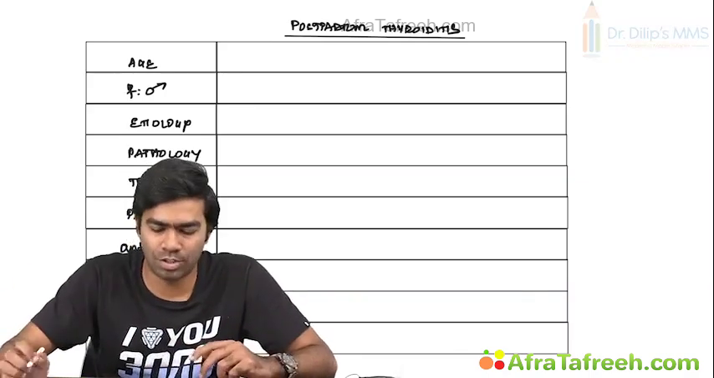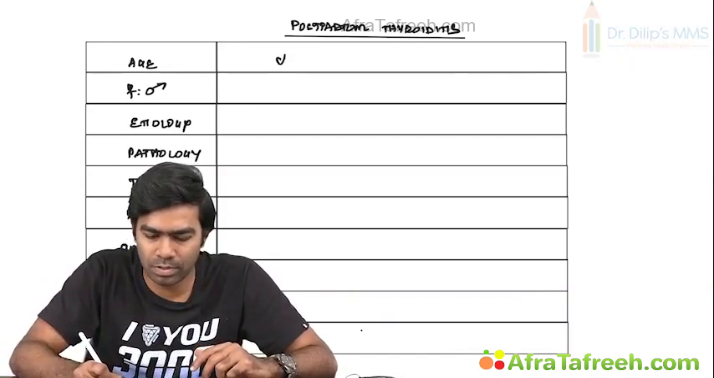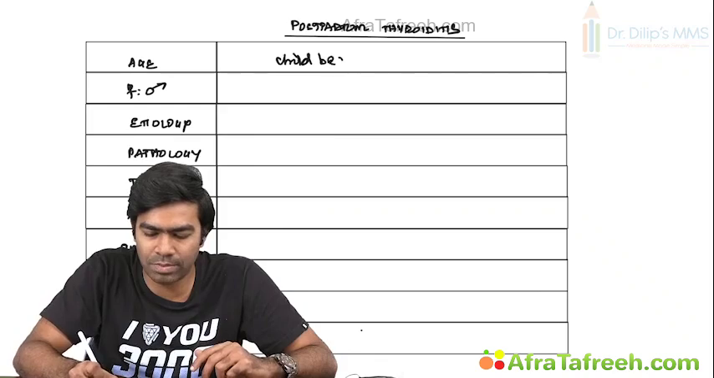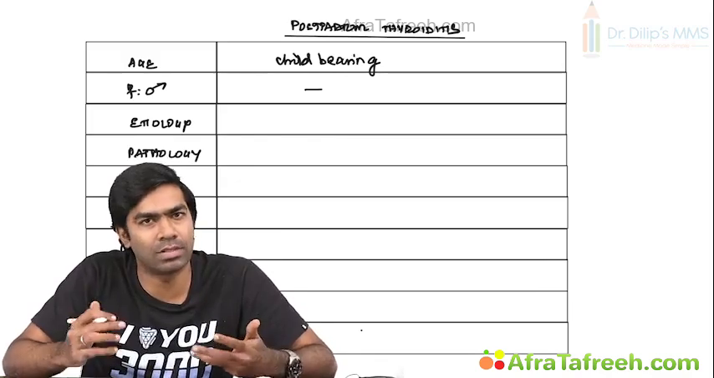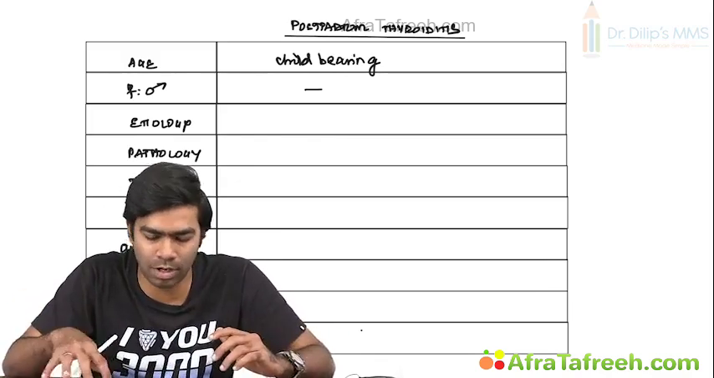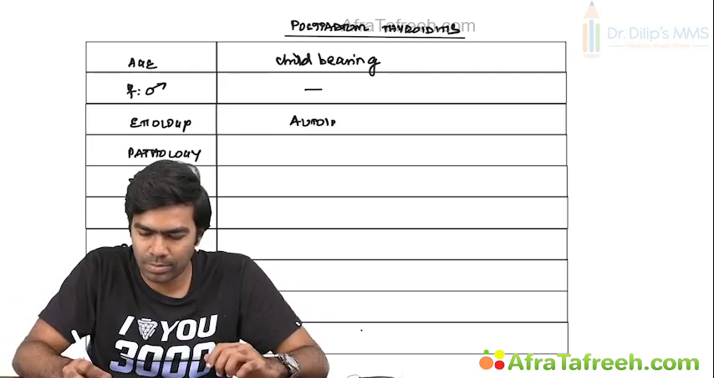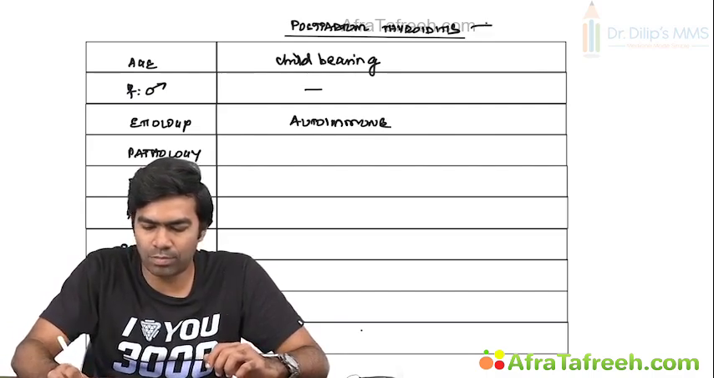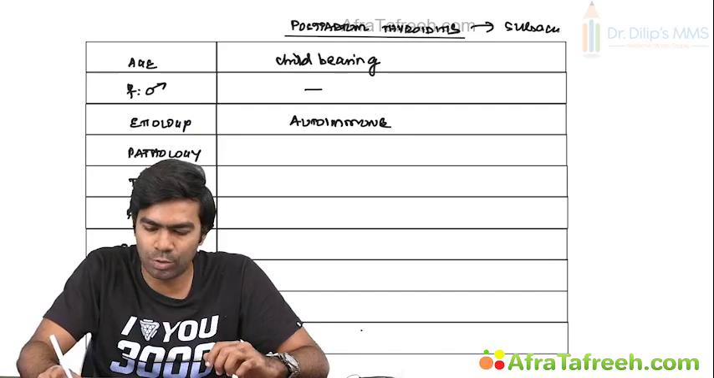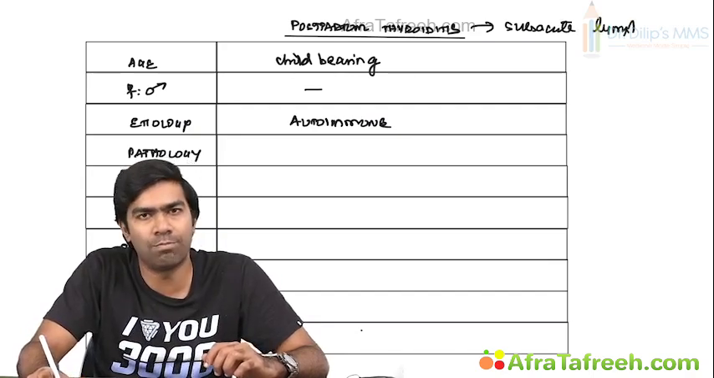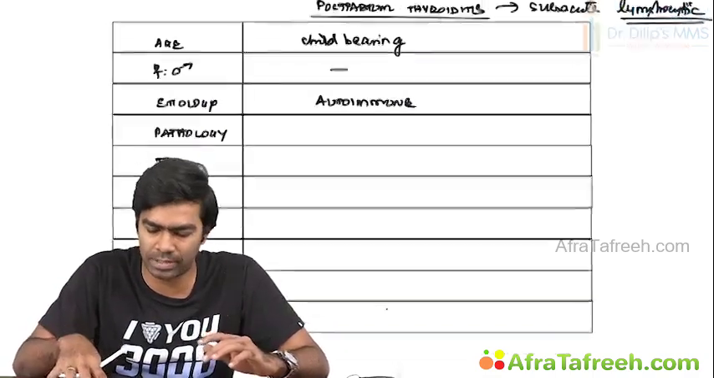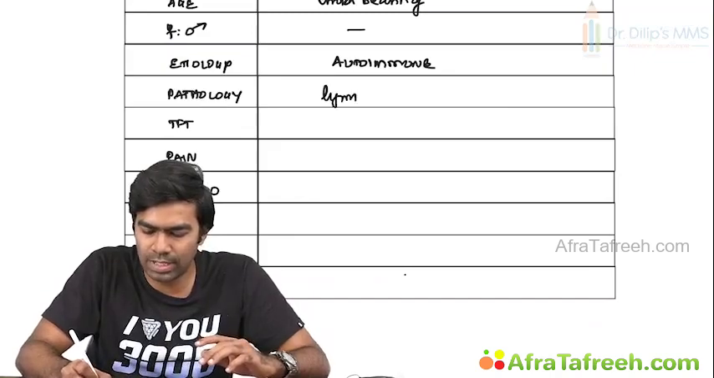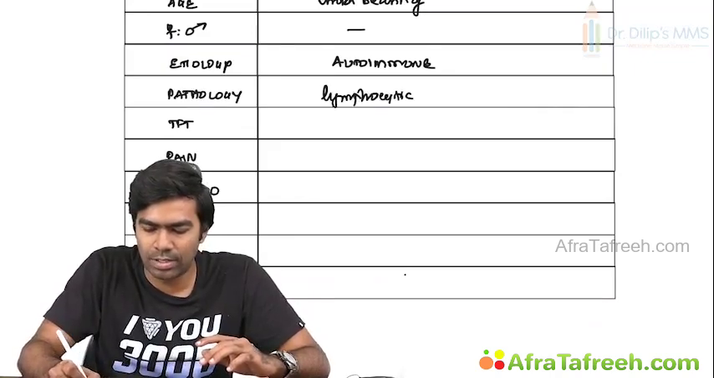So let us fill the chart first. Age group, usually they will affect women of childbearing age because it comes in the postpartum period. Female to male ratio doesn't make any sense because it will be happening only in females because it is postpartum thyroiditis. Etiology, yes, it is autoimmune because we know that postpartum thyroiditis is a form of subacute lymphocytic thyroiditis. Whenever I use the word lymphocytic thyroiditis, the etiology tends to be autoimmune only, and they tend to be generally painless. Pathology, you will be seeing only lymphocytic infiltrate.